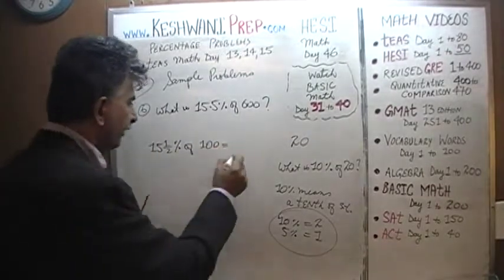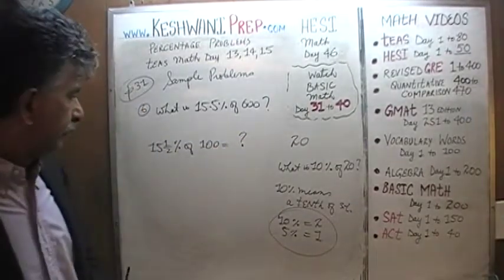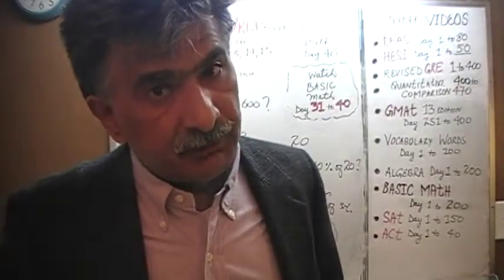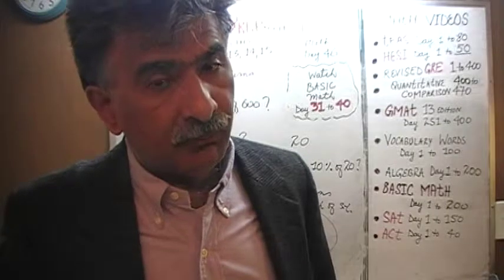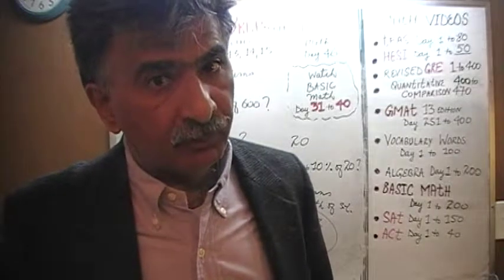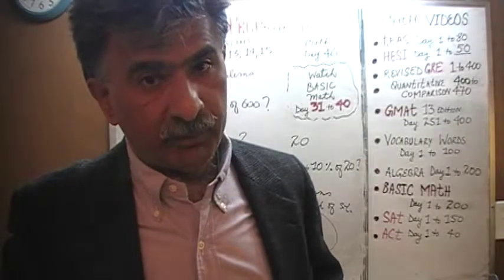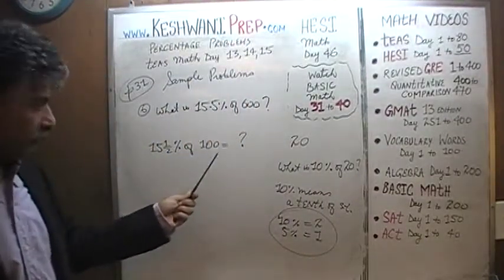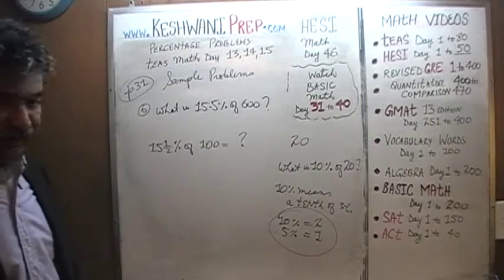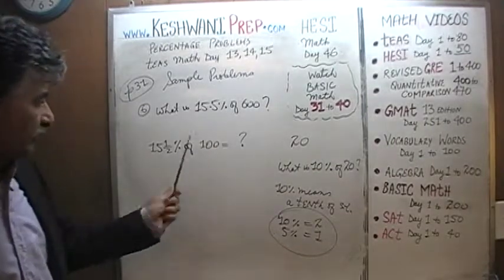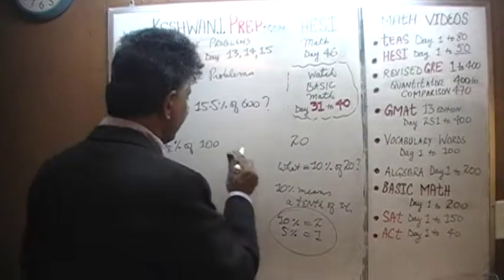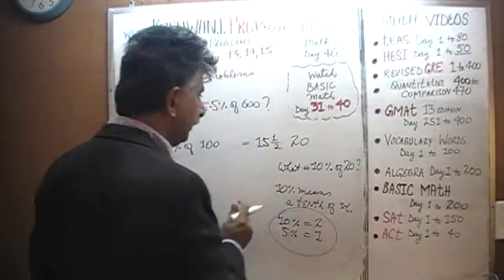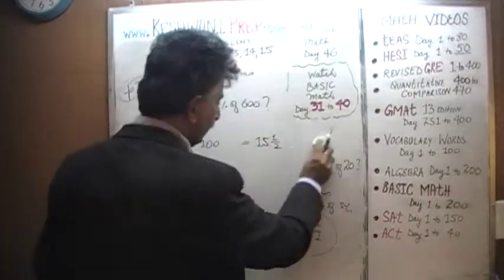How much is 15.5% of 100? 37% of 100 is 37. 4% of 100 is 4. 12% of 100 is 12. Because percent means out of 100. It's already out of 100. The way we set it up, it's out of 100, not 600. So 15.5% of 100 would have to be simply 15.5, wouldn't it? Let's erase all of this so we don't get confused.